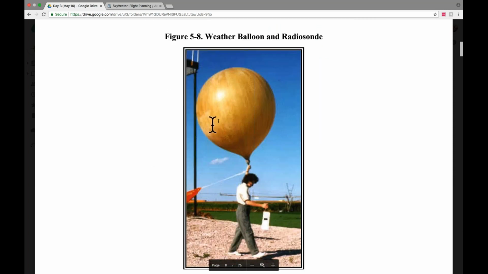That's what the weather balloon looks like. That's what the radiosonde looks like.